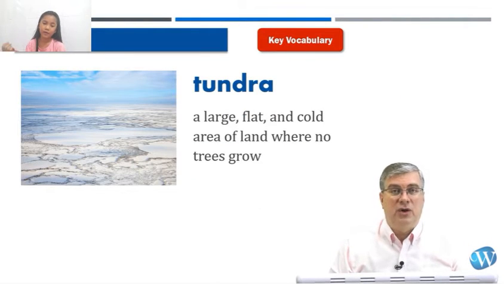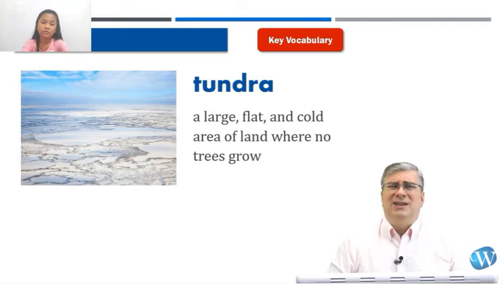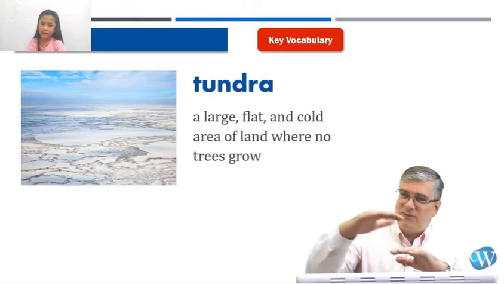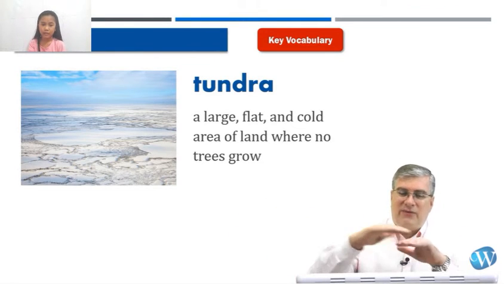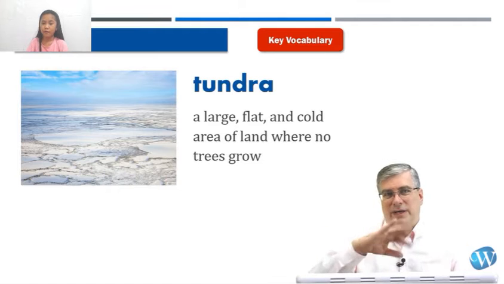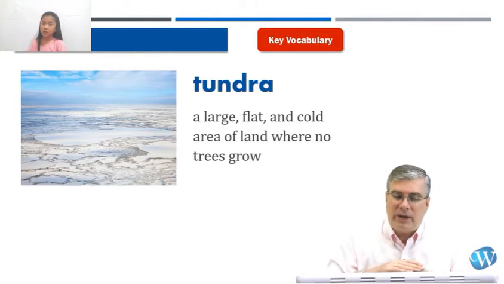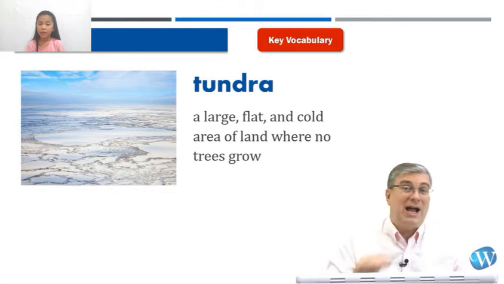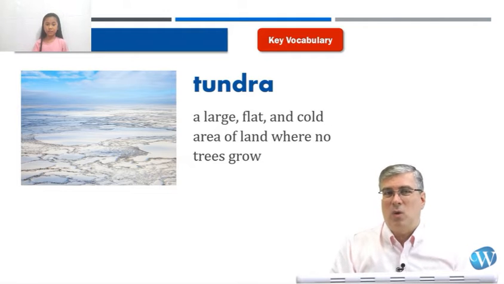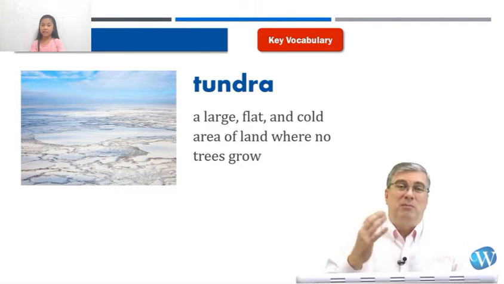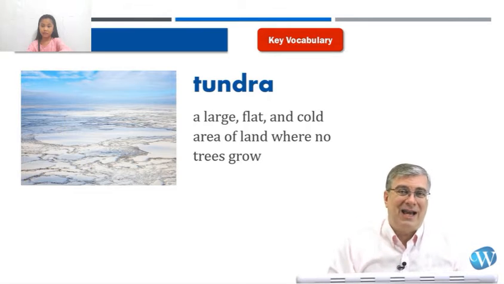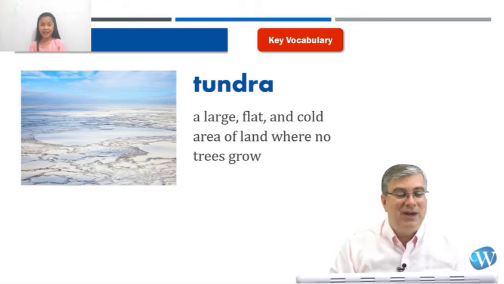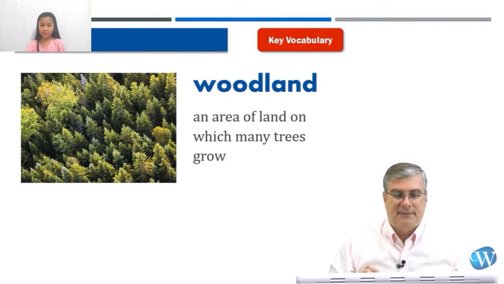Of course, the first word we have here is tundra. What does tundra mean? Tundra is a large but also flat and cold area of land where no trees grow. Tundra is very large, but it's also very flat and cold, right? This area is very cold and it is full of land where no trees grow. No trees grow in this place, right? It is a tundra. Tundra is a large but also flat and cold area of land where no trees grow, right?